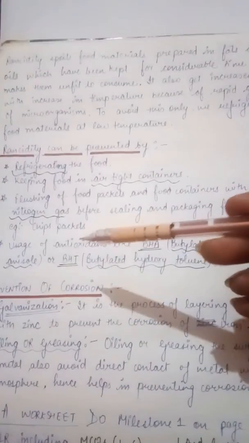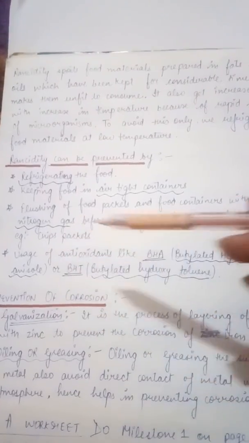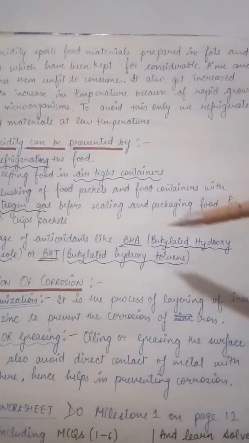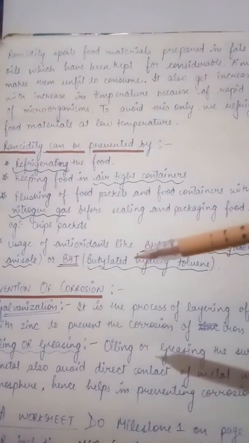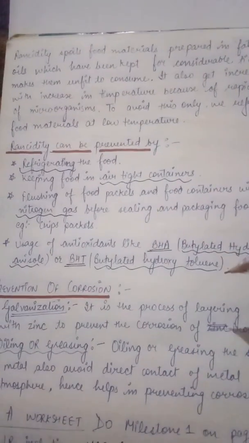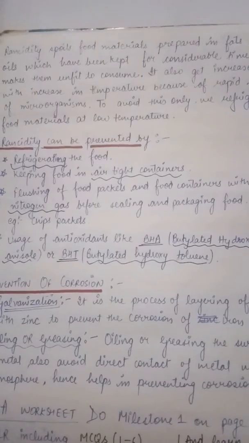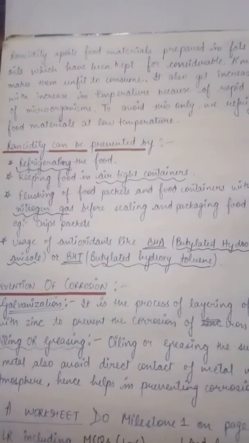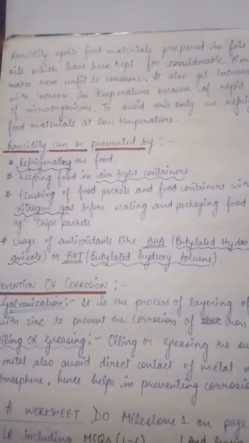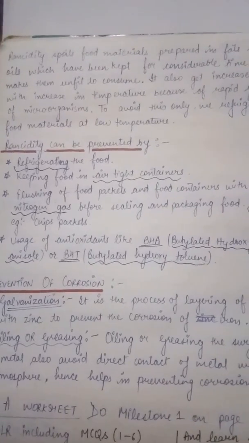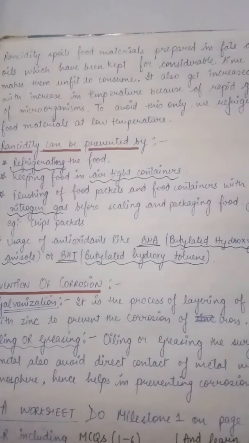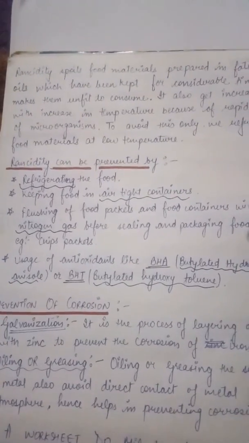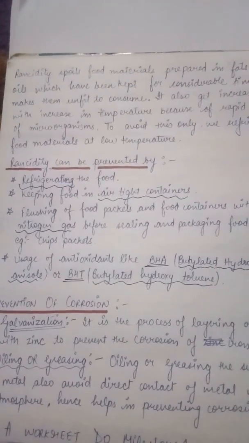The other thing that we can do is use antioxidants like BHA, which is butylated hydroxyanisole, or BHT, that is butylated hydroxytoluene, in the food. The packed food, or you can say the ready to eat food that we get from the market, already has BHA and BHT in it. So by these means we can prevent rancidity also.